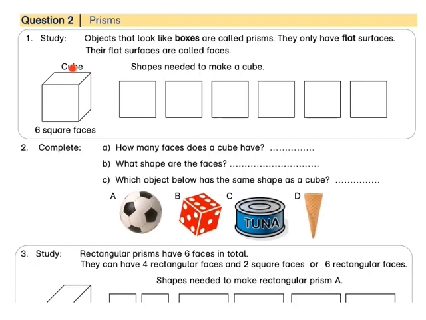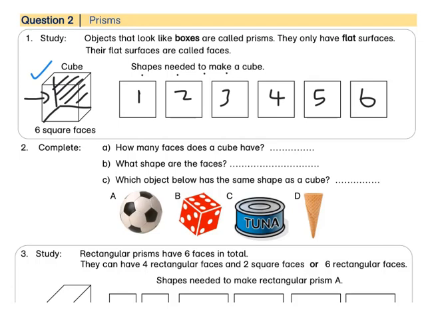Now this object over here is our cube. It has got 6 square faces. We cannot see all of the faces currently. We can only see the front 3, but hiding at the back are another 3. There's a bottom, there is a side, and there is a back. Now, the shapes that are needed to make a cube are all 2D, and they are all square. Here's 1, 2, 3, 4, 5, 6 square faces that are needed to make this cube.